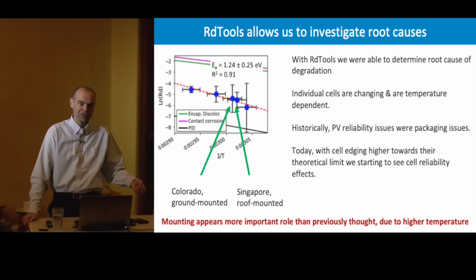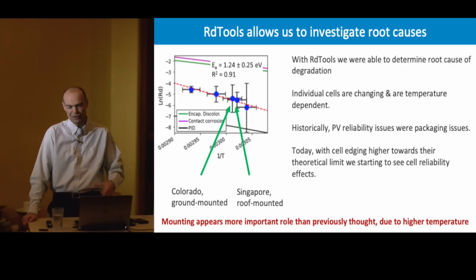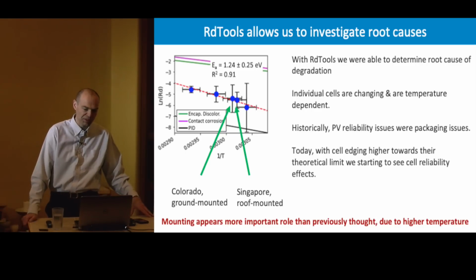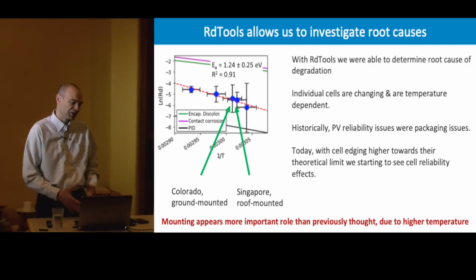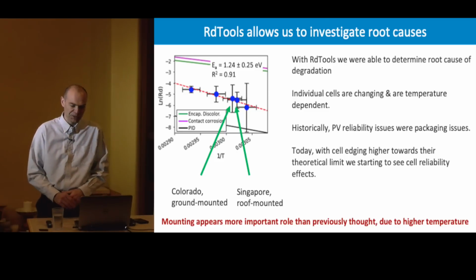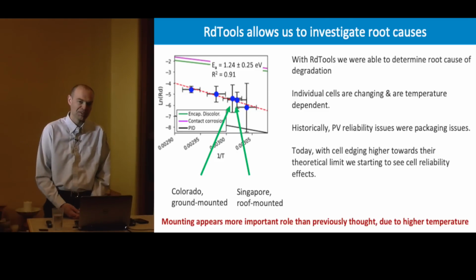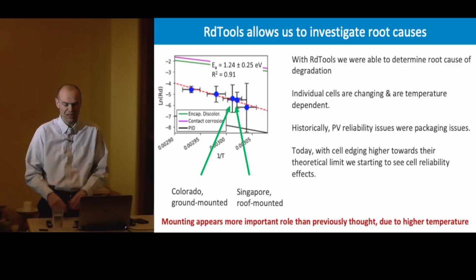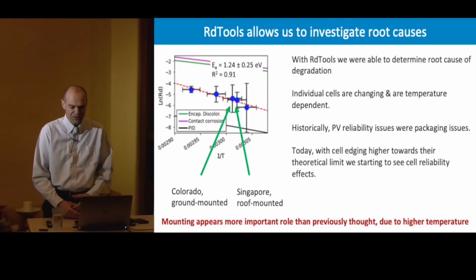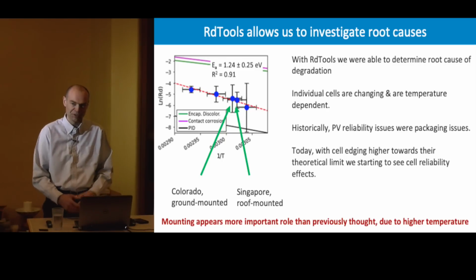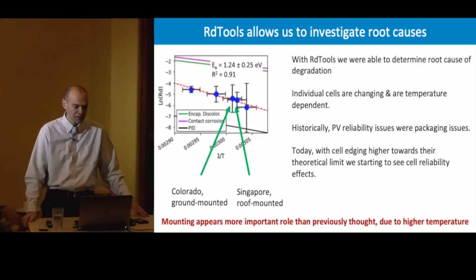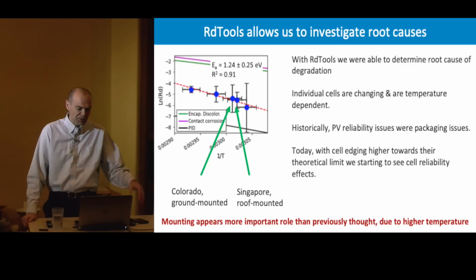And not only that, it was accurate enough that it allowed us to actually study the root cause of the degradation. Historically, when you look at reliability, it has more to do with the packaging of a module and less to do with the actual cells, the silicon cells. And so what we found in this study is that the cells were changing because hydrogen in the cells was moving around. So that was very interesting.